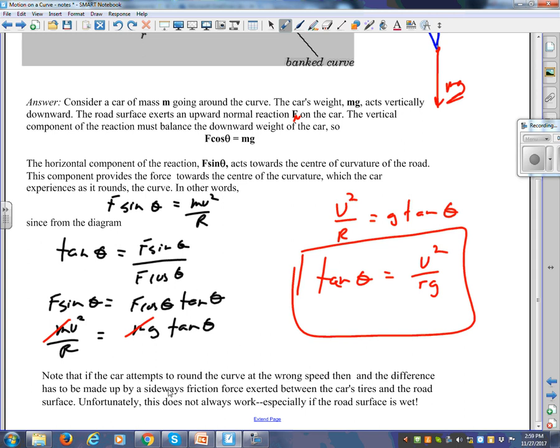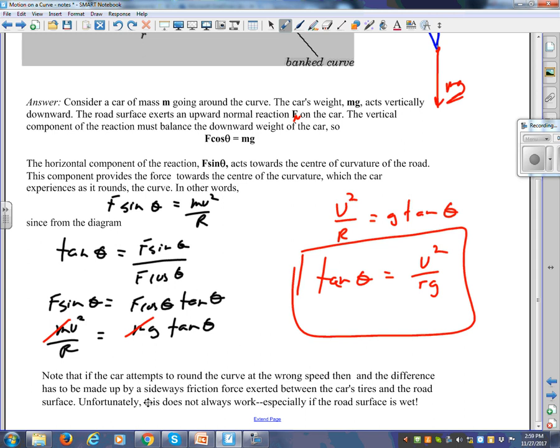Now this is only if the curve is frictionless. So there's actually more to it. When you add in friction, it actually gets quite complicated. There's a question in a problem pack somewhere. It's really hard. Don't worry about it. It's not going to be on the test. We're going to deal with frictionless banked curves and friction-full unbanked curves.